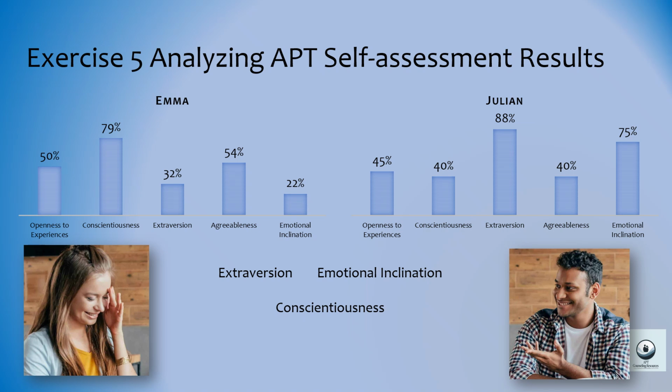The trait difference that may make improving their relationship difficult is the difference in their emotional inclination. Julian tends to focus on negative emotions. He's likely to be more anxious, more irritable, and more easily angered. Emma, on the other hand, has more consistently positive emotions. So, pause the video and jot down some notes on what you would suggest to Emma and Julian. Resume the video when you're ready to continue.